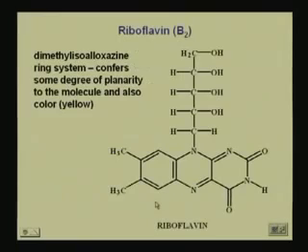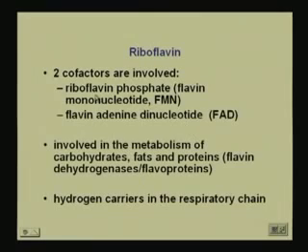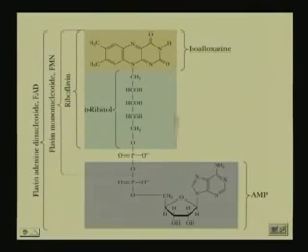If we just go back to the structure once more, this is your riboflavin, which is vitamin B2. The two cofactors that it actually forms are FMN and FAD. These are what are going to be required in the specific enzymes that are involved in these processes. So what do we have? This is your isoalloxazine group. This is riboflavin, the part in yellow and blue together.